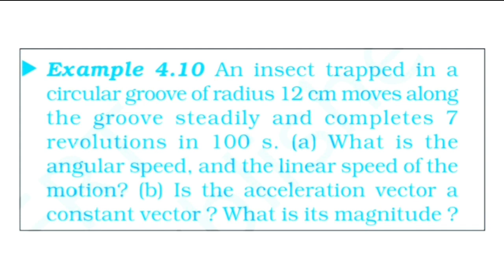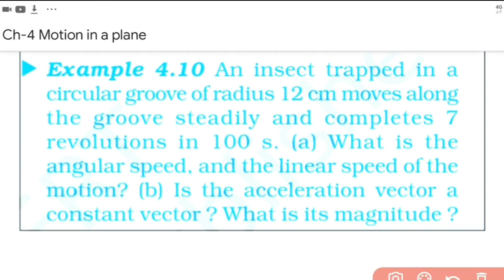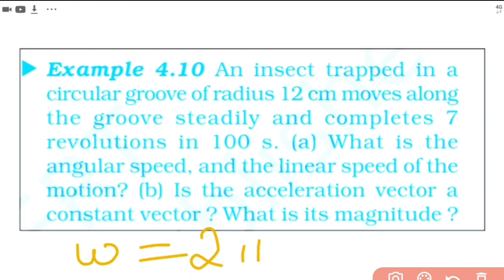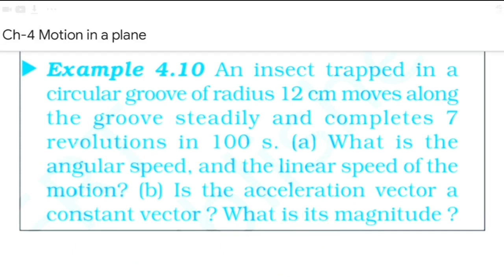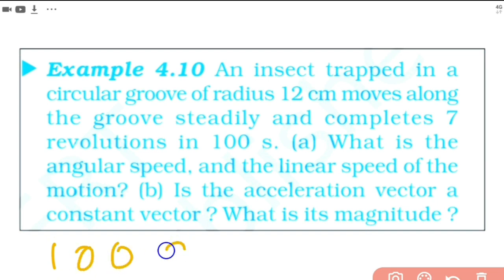So how to find omega? We can use this equation, omega equal to 2 pi nu, where nu is the frequency of circular motion. So the thing is, how to find this nu. To find nu, you can use this data, that it completes 7 revolutions in 100 seconds. You know what is meant by frequency? It is the number of revolutions in 1 second. So it is already given that in 100 seconds it completes 7 revolutions. So in 1 second, how many revolutions will it be completing?